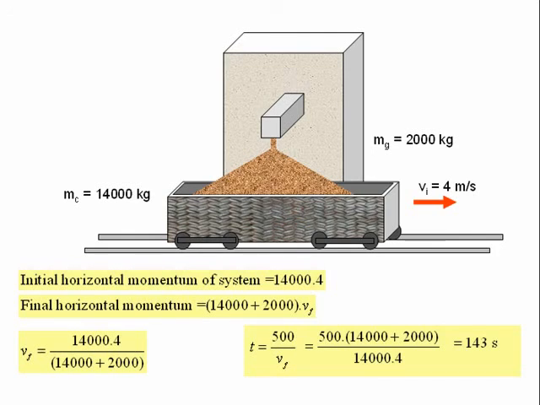If the ground were frictionless and flat, all of the grain initially in the wagon would arrive at the yard along with the wagon.